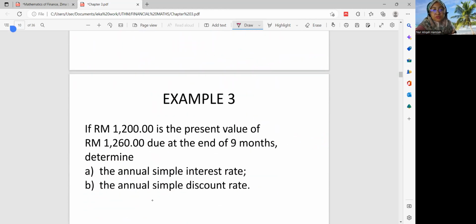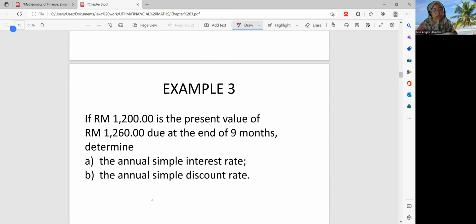Next part is, for example 3, if 1,200 ringgit is the present value of 1,260 ringgit due at the end of 9 months, determine the annual simple interest rate, and question B is the annual simple discount rate.